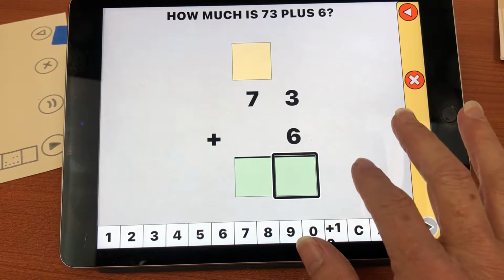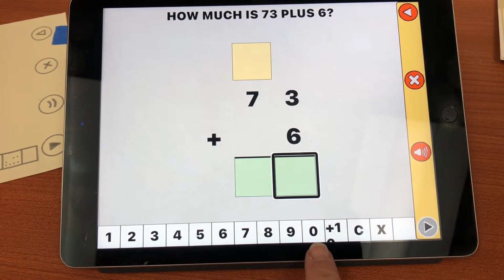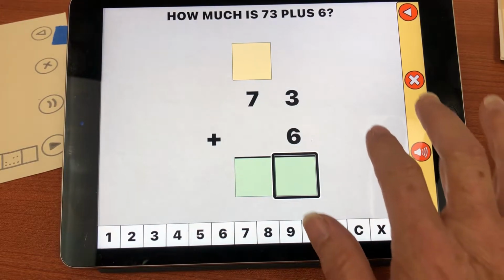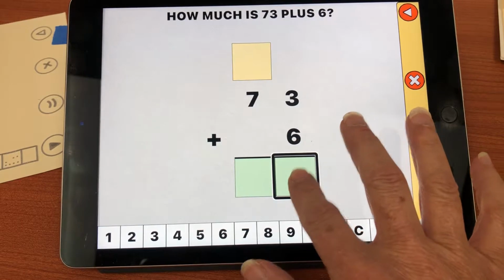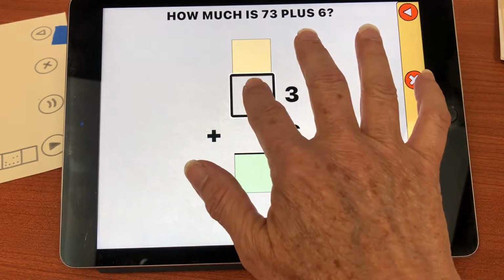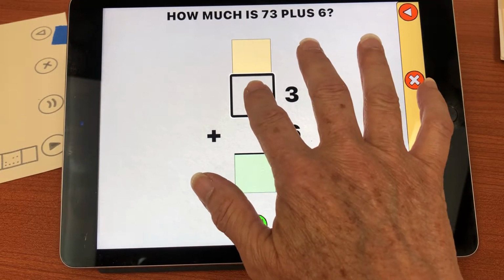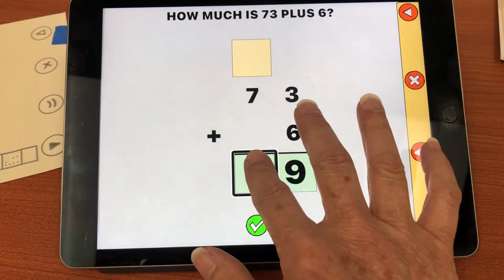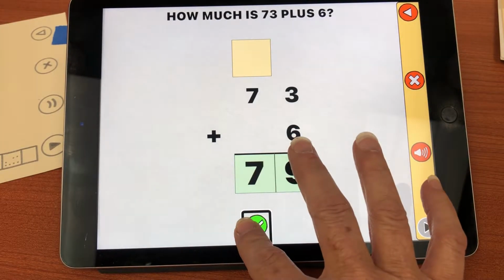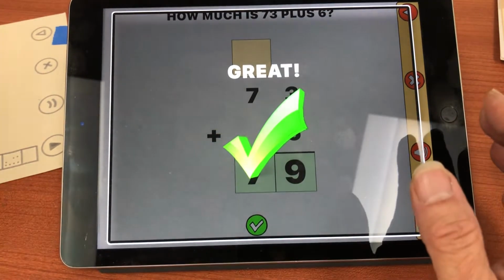That opens up a row at the bottom that has 1 through 9, a 0, plus 10, and then a clear and a close. Equals. So put 9 in. 7. Okay, this one doesn't have any number to carry over, so equals. 7 plus 0 equals 7. Answer button. How much is 73 plus 6? Answer button. Great. Dismiss.